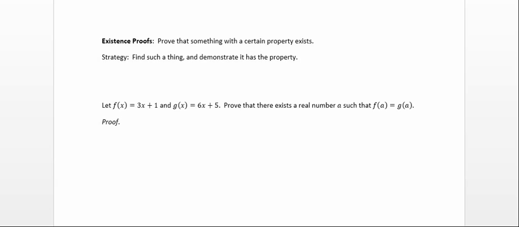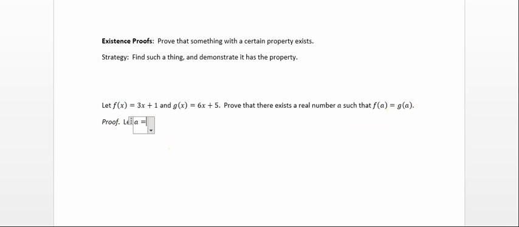Let f of x equal 3x plus 1, g of x equals 6x plus 5. Prove that there exists a real number a such that f of a equals g of a. So we need an existence proof. We need to demonstrate and show such a number. So our strategy is going to be, we're going to say what we think the number is, and then we're going to show that it works. When I say works, in this case that means that when you plug it into f and when you plug it into g, you get the same answer.